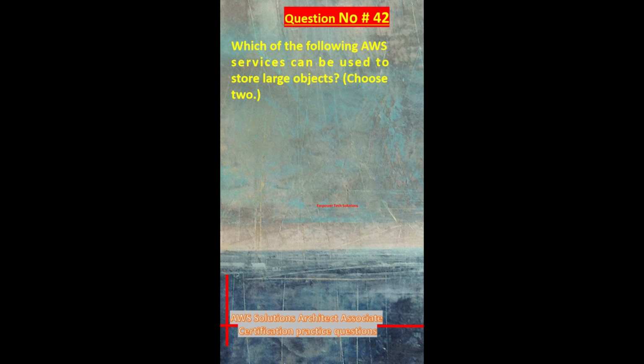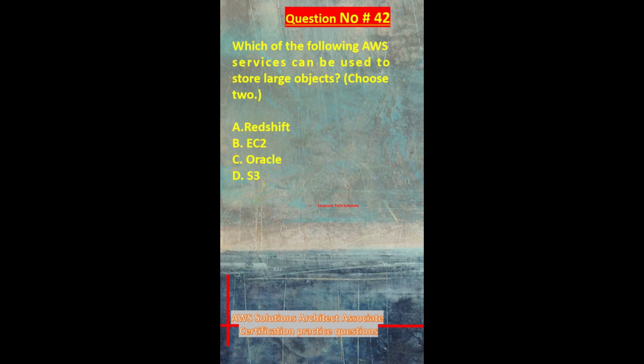Which of the following AWS services can be used to store large objects? Choose 2. A. Redshift. B. EC2. C. Oracle. D. S3.